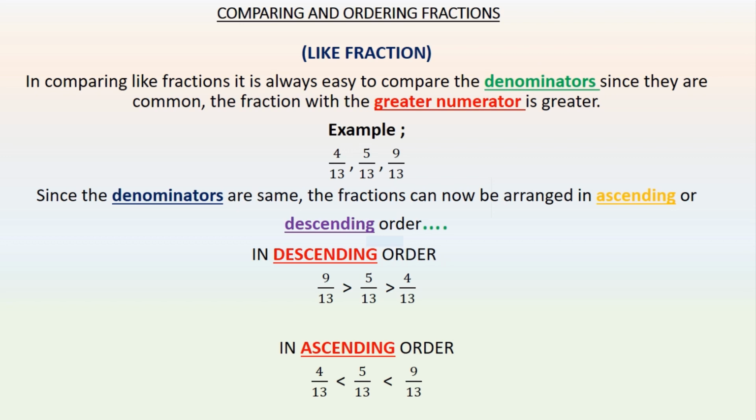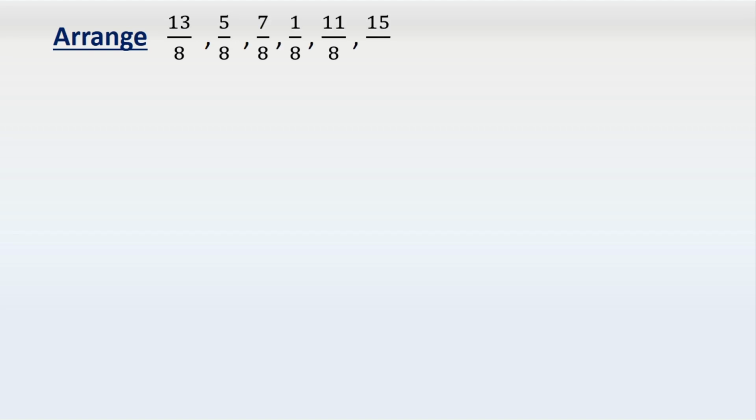The next arrangement we are going to look at is also like fractions but another example. So let's look at the next example on the screen. You can see 8 running throughout, so we call them like fractions. The 8 are called denominators and the numbers on top are different. We call them numerators. Since the denominators are the same, we call it a like fraction.